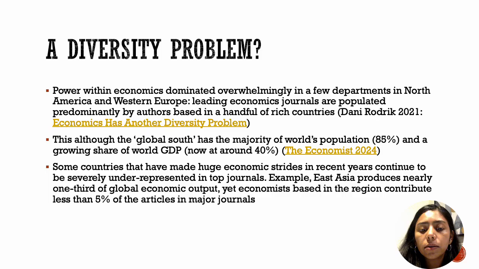This, although the, quote, global south has a majority of the world's population, around 85%, and a growing share of world GDP. Some countries that have made huge economic strides in recent years continue to be severely underrepresented in top economic journals. For example, East Asia produces nearly one third of global economic output, yet economists based in this region contribute less than 5% of the articles in major journals, according to Professor Rodrik.